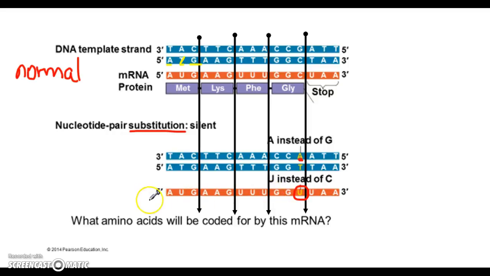So if you take a look at the chart, let me flip to my chart here, our final thing here is still going to code for MET. This one is still going to code for lysine. This one, phenylalanine. And then this one, if you take a look at the chart, it's one of those redundancies. So regardless if it's GGC, GGU, it's still going to code for glycine.